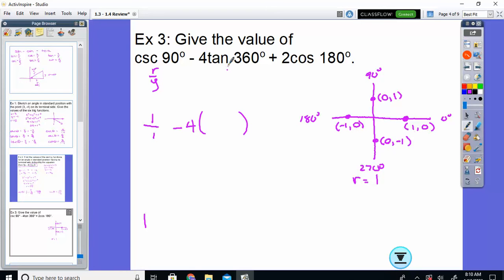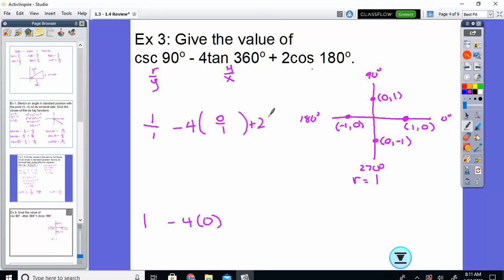Minus 4 times the tangent of 360. What's the definition of tangent? So at 360, my y is 0, x is 1, so 0 divided by 1 is 0.